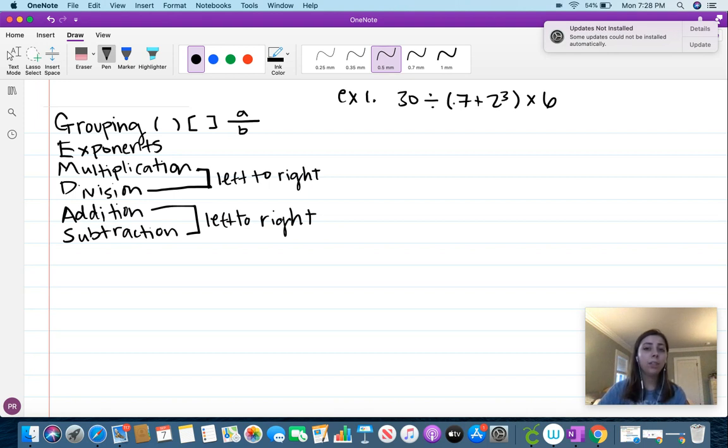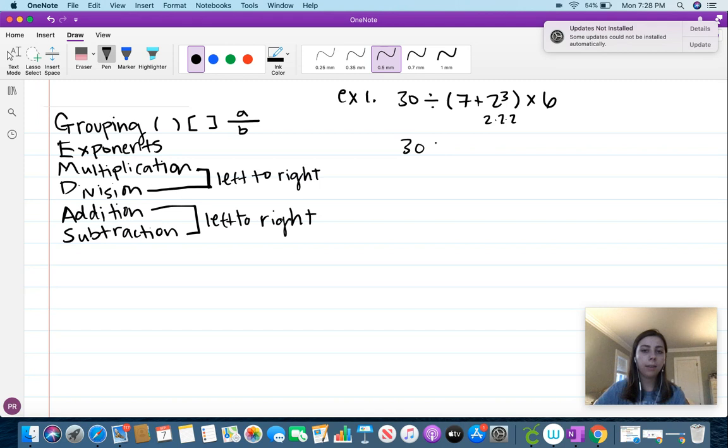To decide which of those to do first, we just go through GEMDAS again. So I say, okay, what comes first, addition or exponents? Well, exponents is higher on the list than addition, so that's what we're going to do first. Remember, 2 cubed means 2 times 2 times 2.